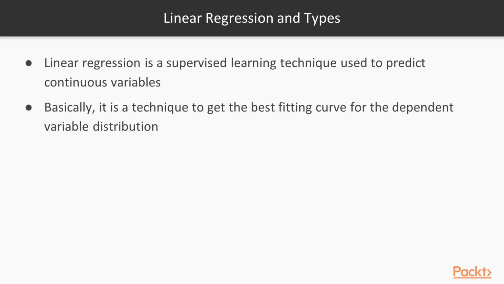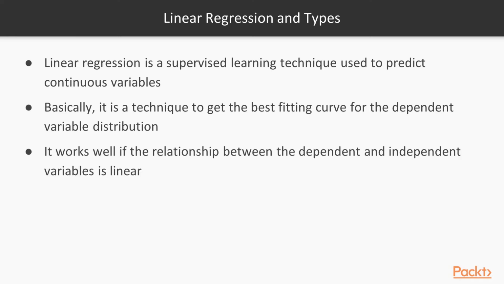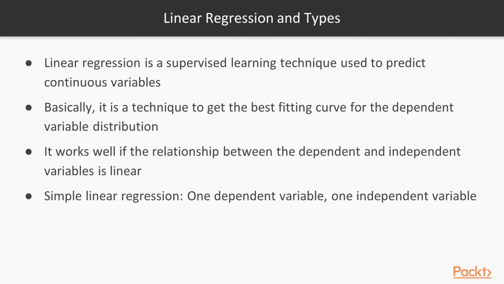Say we plot thousands of houses on a curve with their price on the y-axis. So we'd like to get a curve that could actually help us to decide how much a generic house would cost on the basis of the area. Now, linear regression works well if the relationship between the dependent and the independent variables is linear. If it is not, then we have to transform the dependent and the independent variables in such a way that it becomes linear. So simple linear regression is something which has one dependent variable and one independent variable.